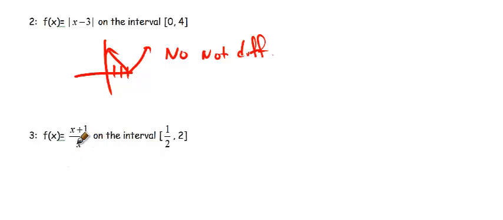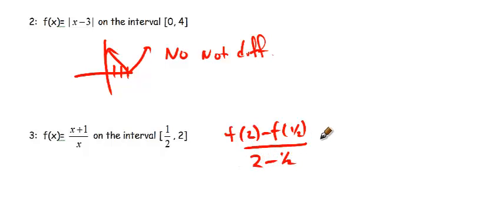Now this next one, it has a vertical asymptote at 0. However, 0 is not in the interval. So in this case, we can still do it. Now if it was from -1/2 to 2, you couldn't possibly do it. So what do we do? Well, we find f of 2 minus f of 1/2 over 2 minus 1/2. And we set that equal to the derivative.